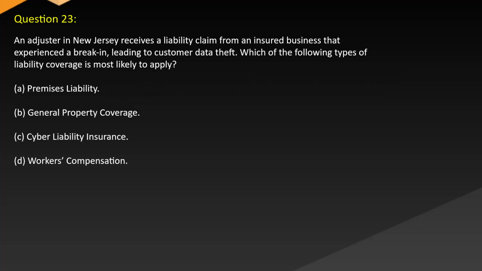Question 23. An adjuster in New Jersey receives a liability claim from an insured business that experienced a break-in leading to customer data theft. Which of the following types of liability coverage is most likely to apply? A. Premises liability. B. General property coverage. C. Cyber liability insurance. D. Workers' compensation.